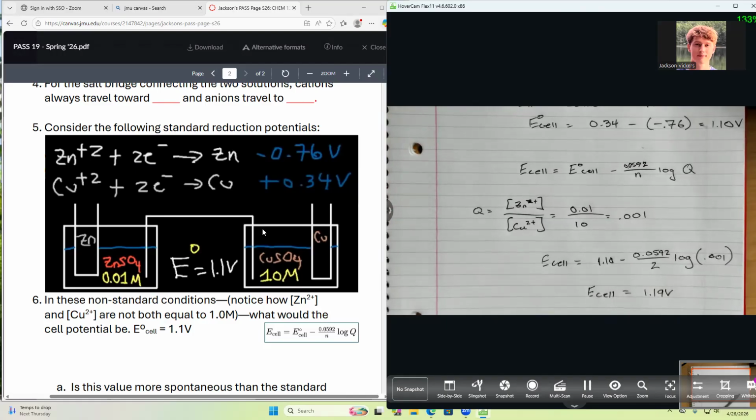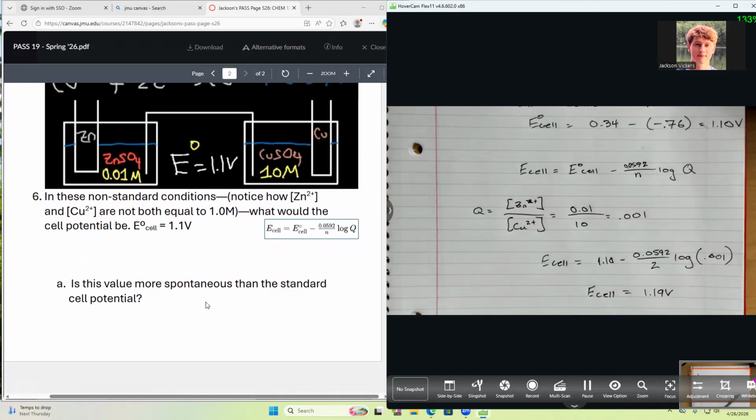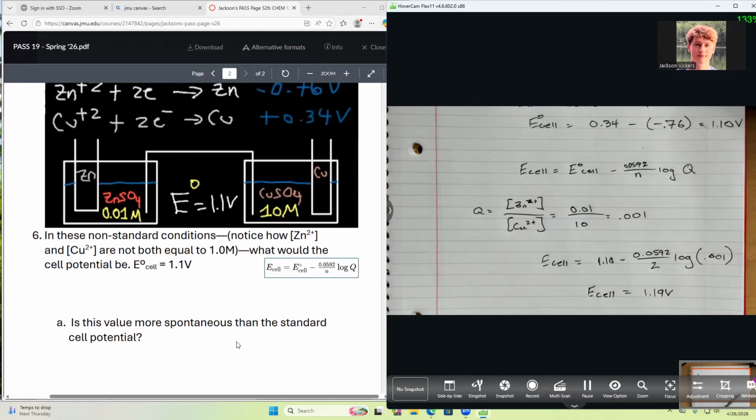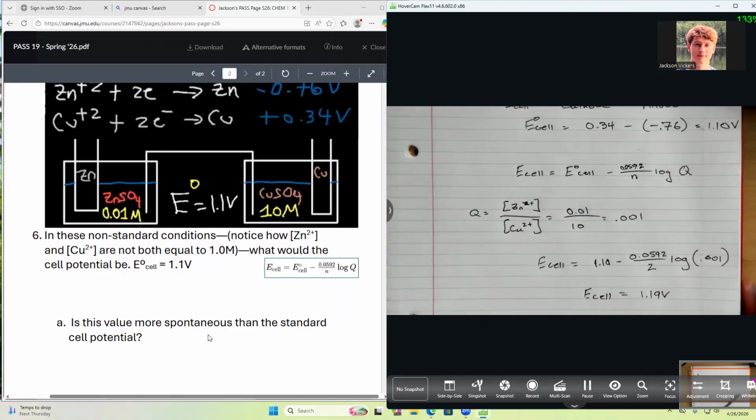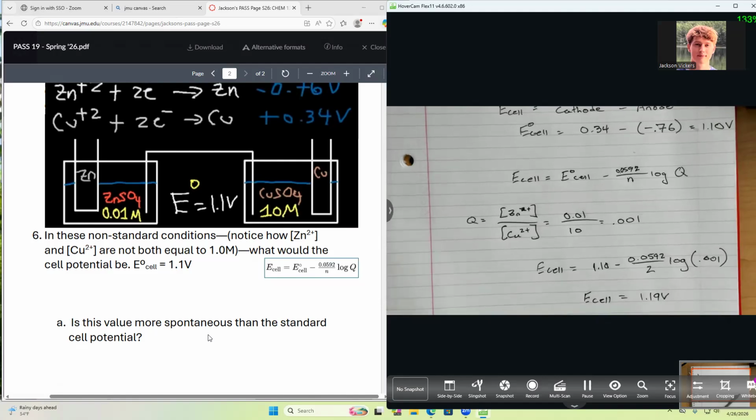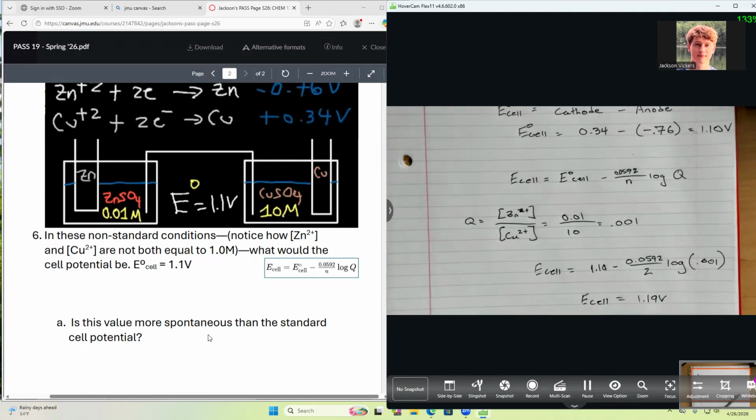Is that okay? Cool. And then the last thing I have for this one is, do we think this would be more spontaneous or less spontaneous than the standard cell potential? This is something you haven't learned yet, so there's no reason to know. But basically, the more positive this value of E cell is, the more spontaneous it is. So this would be a little bit more spontaneous than the 1.10.